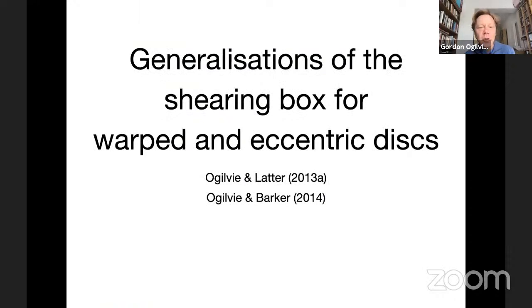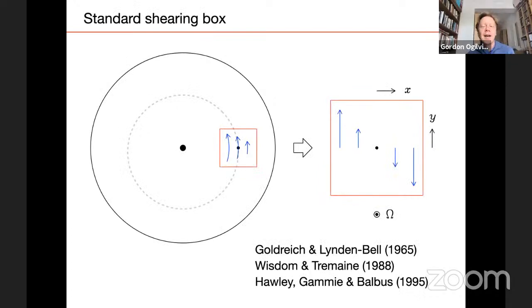Okay, well, I would like to mention some of the generalizations of the shearing box model that we've worked on for warped and eccentric disks. The standard shearing box is a classic local representation of an astrophysical disk. We just focus in on a patch of the disk and represent it as a uniform shear flow in a rotating frame of reference. And this model has been widely used for both analytical and computational studies of the local physics of disks, waves, and instabilities, and turbulence, and so on. But it is based on a circular coplanar disk.